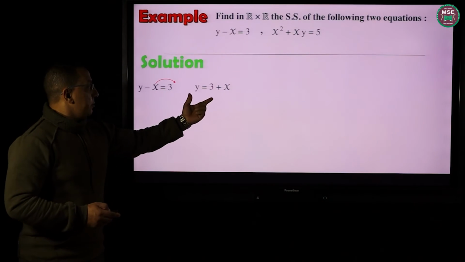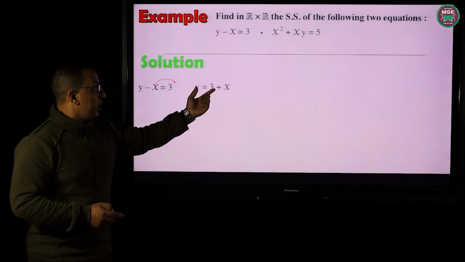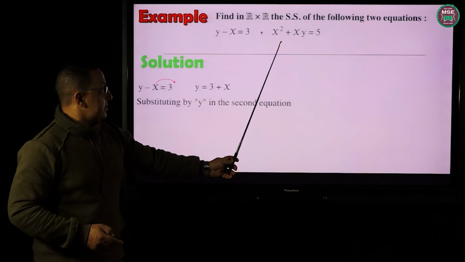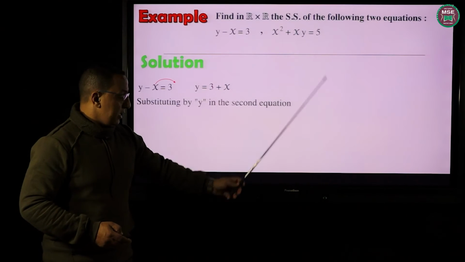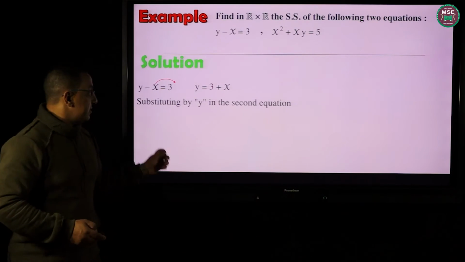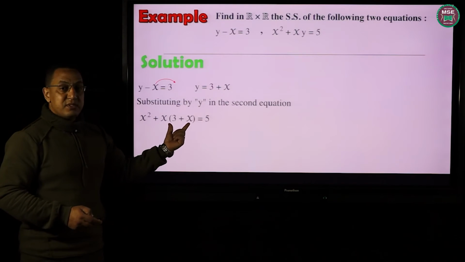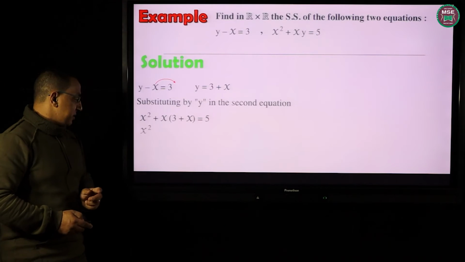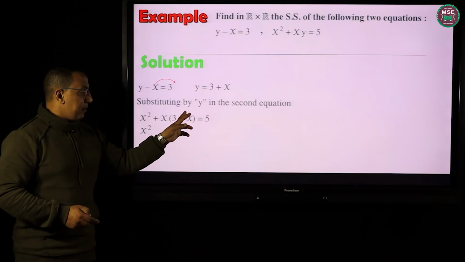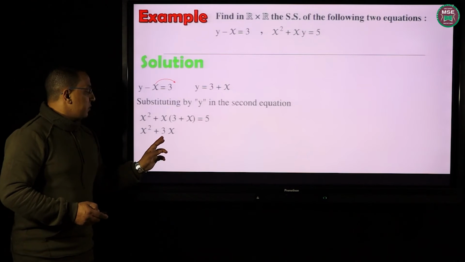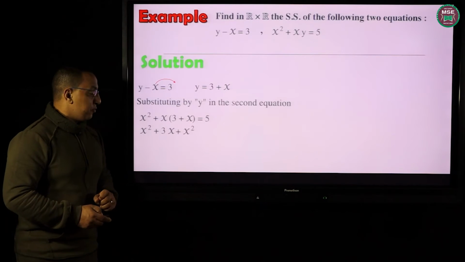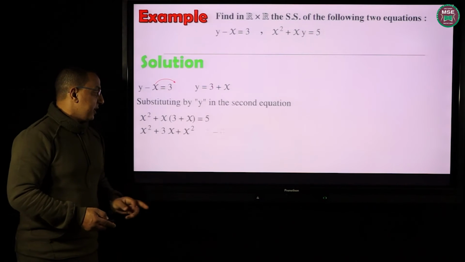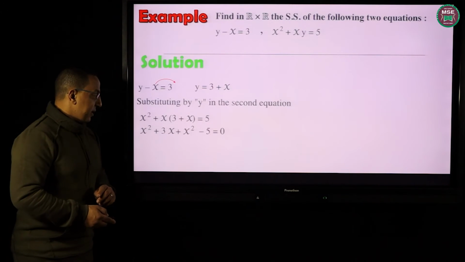Now I'm going to substitute in place of y here in this equation. I'm going to write 3 plus x in place of y. So the second equation will be like this: x power of 2 plus x times 3 plus x equals 5. Now I'm going to drop down x power of 2 and distribute x among 3 plus x. It will be 3x, and x times x equals x power of 2. And send 5 from the right side to the left side. It will be negative 5 like this.